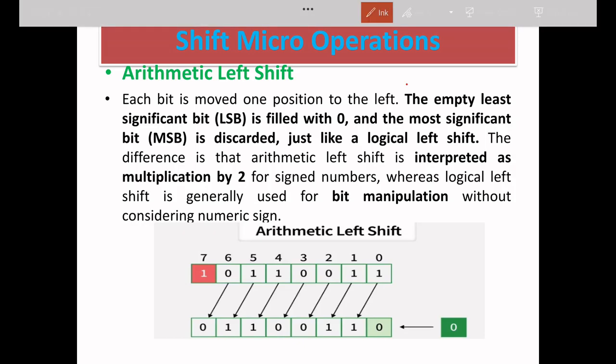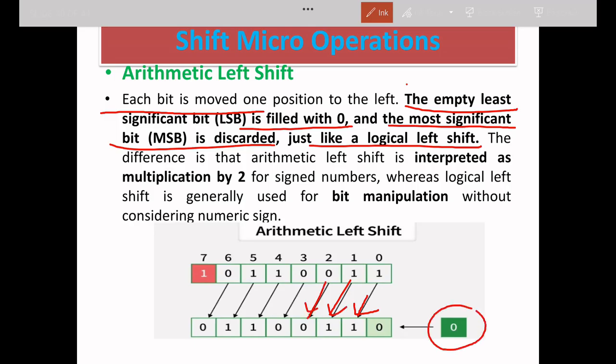So how does the arithmetic left shift work? In the arithmetic left shift, the empty LSB is filled with 0 first, and the MSB is discarded. Okay, this is also just like the logical left shift, the same. So now you can see I shift this side, I shift this side, I shift this side. So what is going on? I insert the data from here, but I reject this one.